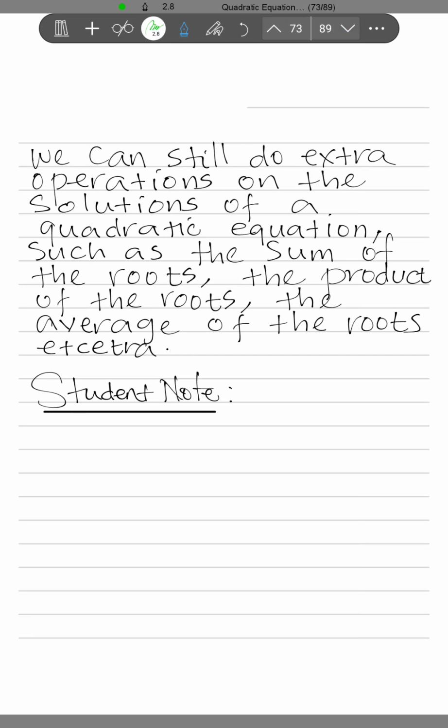Now, there are extra operations on quadratic equation solution sets, which we find in different exams. One is the sum of the roots. Another one is the product of the roots. Probably we can also add extra operations on roots. But for now, in this topic, we can at least see the sum of the roots of a quadratic equation and the product of the roots of a quadratic equation.